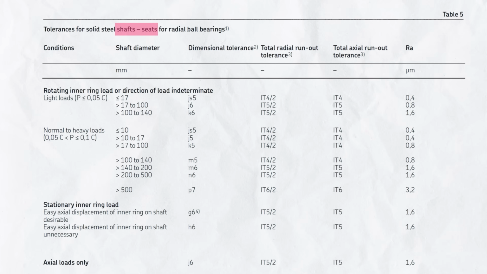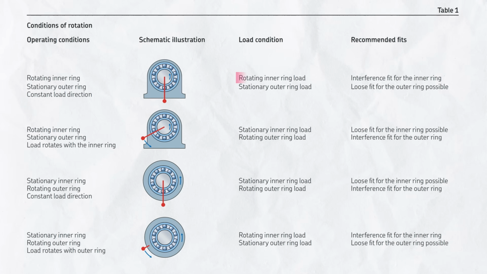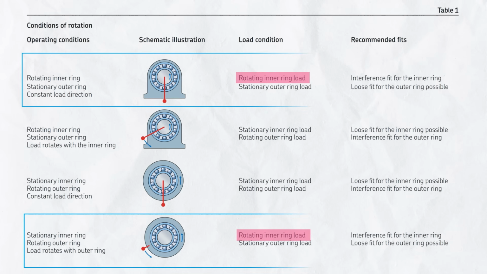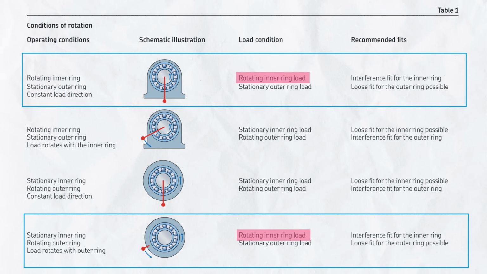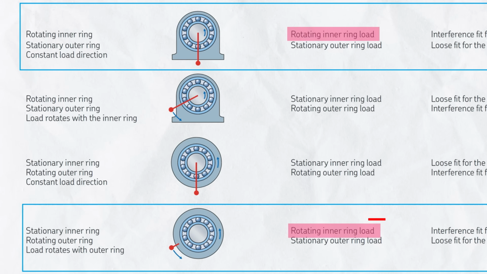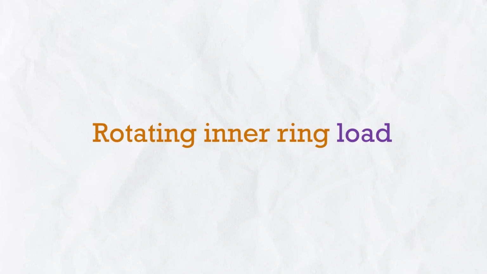So if the condition is rotating inner ring load, it means the direction of load is in relative motion with the inner ring. Operating condition number 1 and 4. Don't be confused: rotating inner ring load doesn't mean the inner ring is rotating. Here the inner ring is stationary but the load is rotating. So the direction of the load and the inner ring have a relative motion, so it's called rotating inner ring load. I hope you got my point. Just keep in mind relative motion.